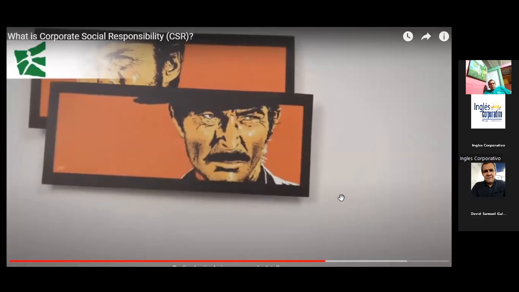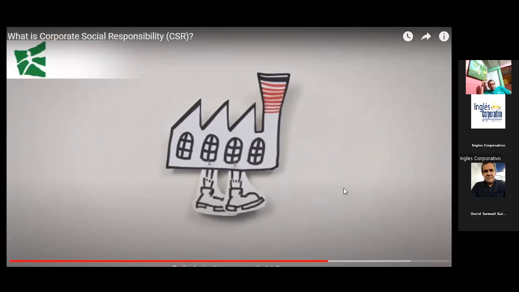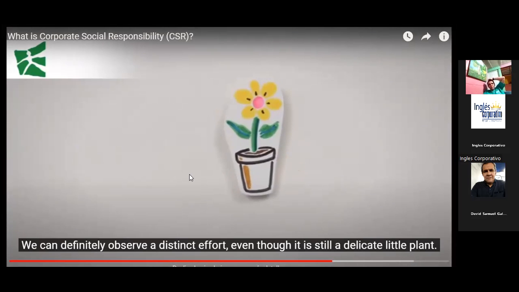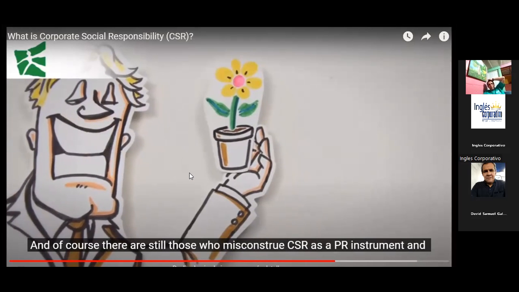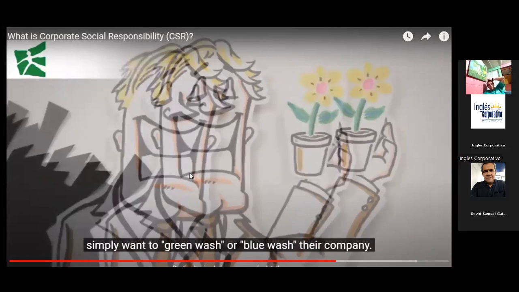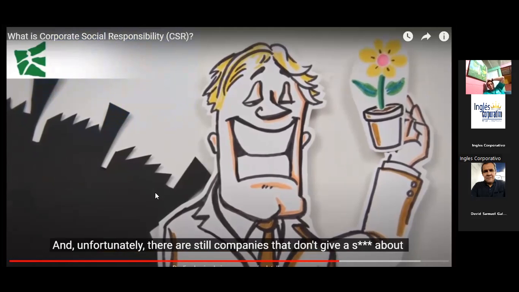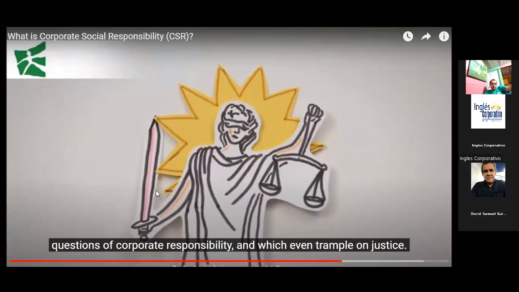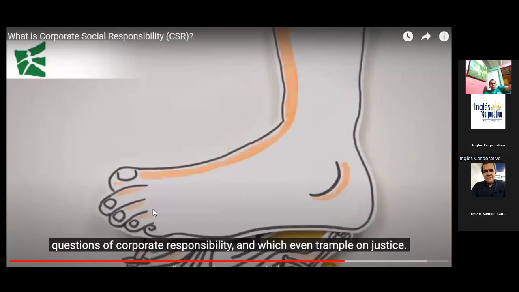More and more companies deal with CSR and take the first steps towards responsible business practices. We can definitely observe a distinct effort, even though it is still a delicate little plant. And of course, there are still those who misconstrue CSR as a PR instrument and simply want to greenwash or bluewash their company. And unfortunately, there are still companies that don't give a damn about questions of corporate responsibility and which even trample on justice.